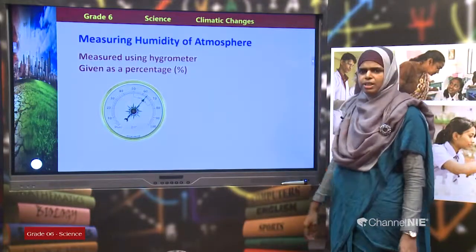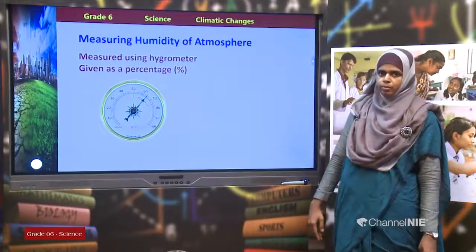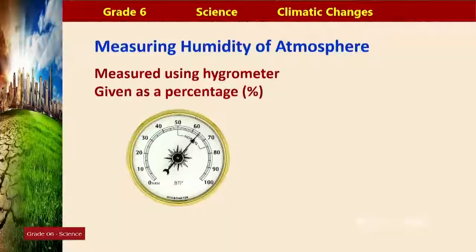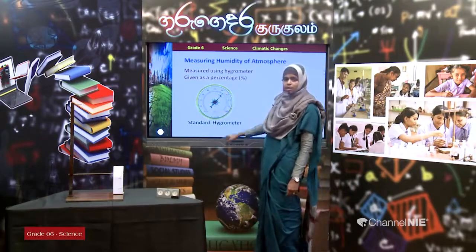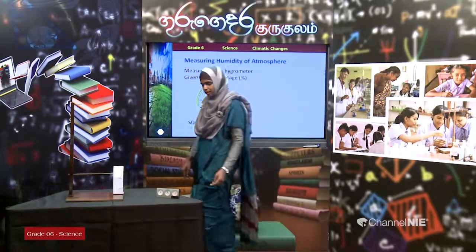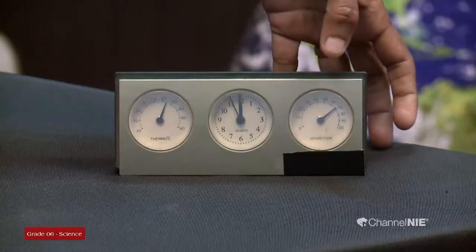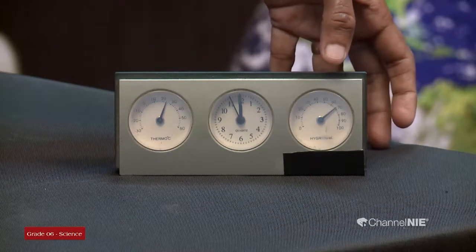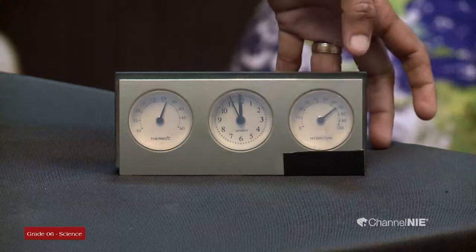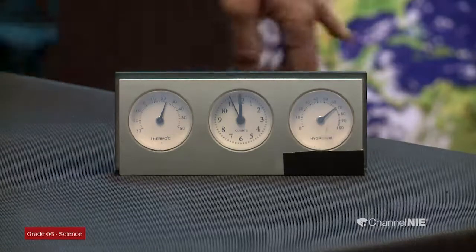Let us see what is the equipment used to measure the humidity of the atmosphere. We can measure the humidity of the atmosphere using a standard hygrometer. It has an indicator which can rotate around a point, and the values are given as a percentage. Let us look at a standard hygrometer. I have a standard hygrometer here with me. It gives the value of the humidity as a percentage. So, it ranges from 0 to 100. It has an indicator which can rotate. That is the standard hygrometer.